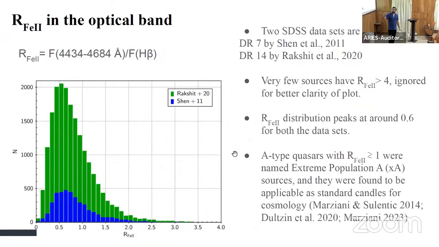Okay, let's come to this point, RFE2, because this is the main part for the quasar main sequence. It's actually the ratio of optical Fe2 in this wavelength range and the flux of H beta. And here we compare its value from two different databases, and we found that its distribution peaks at around 0.6 for both databases. So this is the most probable value for quasars, and the A-type quasars or extreme population quasars, for which RFE2 is greater than 1, are very rare.